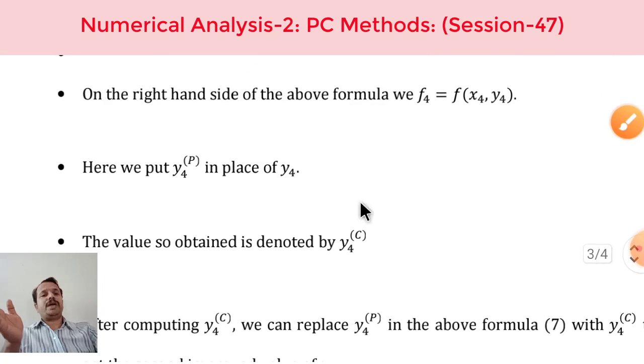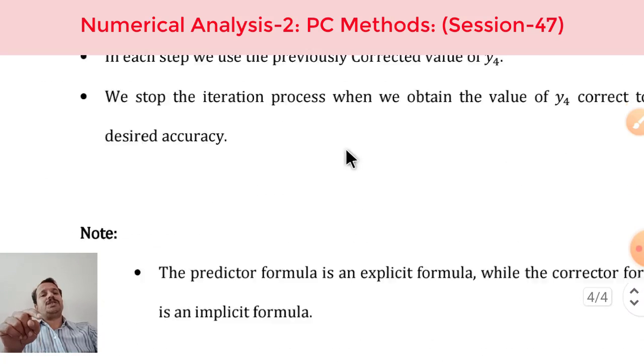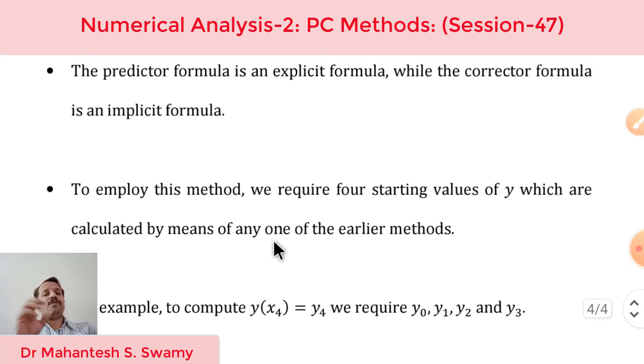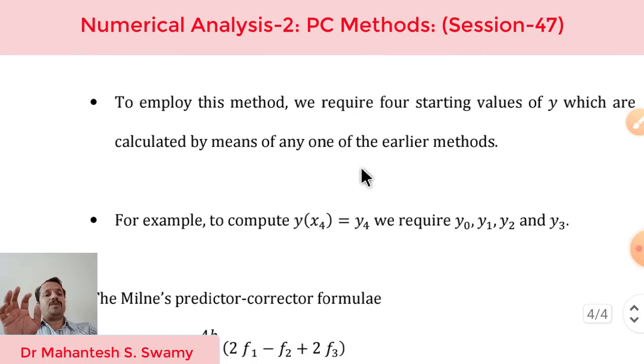You can observe here the corrector formula. If you look at this corrector formula carefully, in the definition of y4, y4 is involved. F4 means f at x4 y4. So in the definition of y4, y4 is involved, therefore it is the implicit one, whereas in the predictor formula there is no such thing. In the definition of y4 there is no y4 involved, therefore it is the explicit formula.